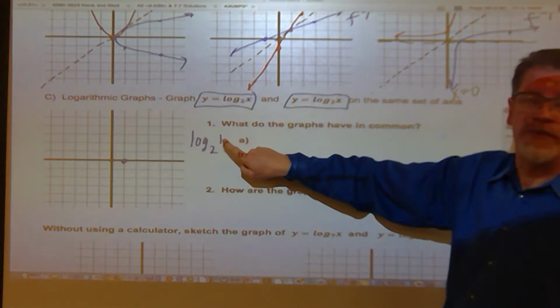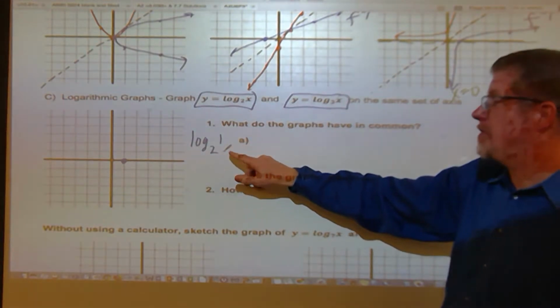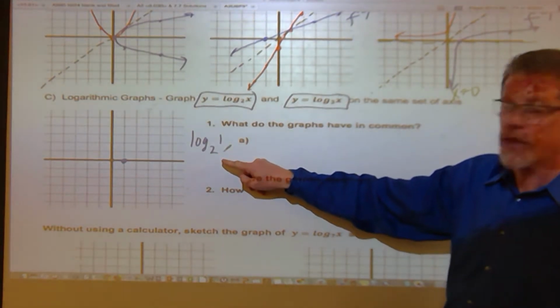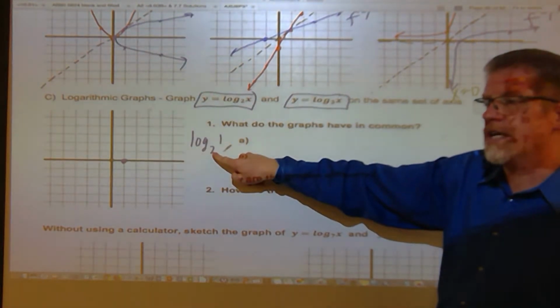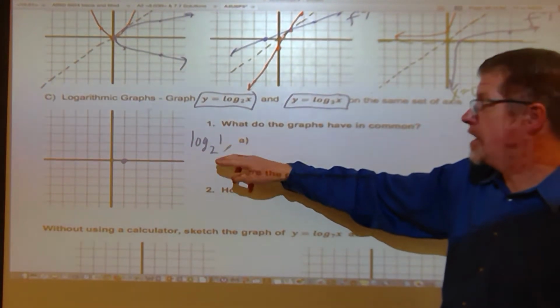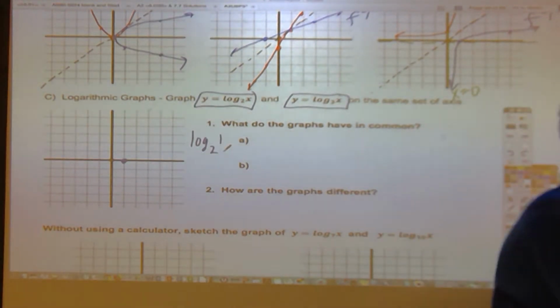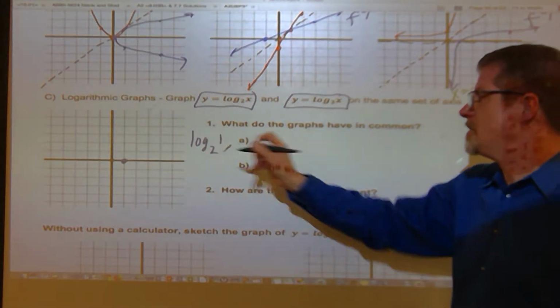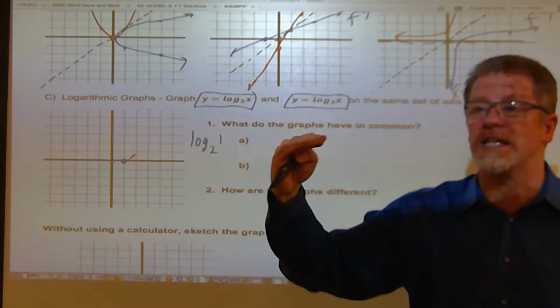Log base 2 of any number can be potentially really confusing for students. Here's all you have to do. Start with 2. What exponent do you have to put on 2 to get 1? 0. 2 to the 0 is equal to 1. That's why the log base 2 of 1 is 0. Golf ball 1 is at a height of 0.